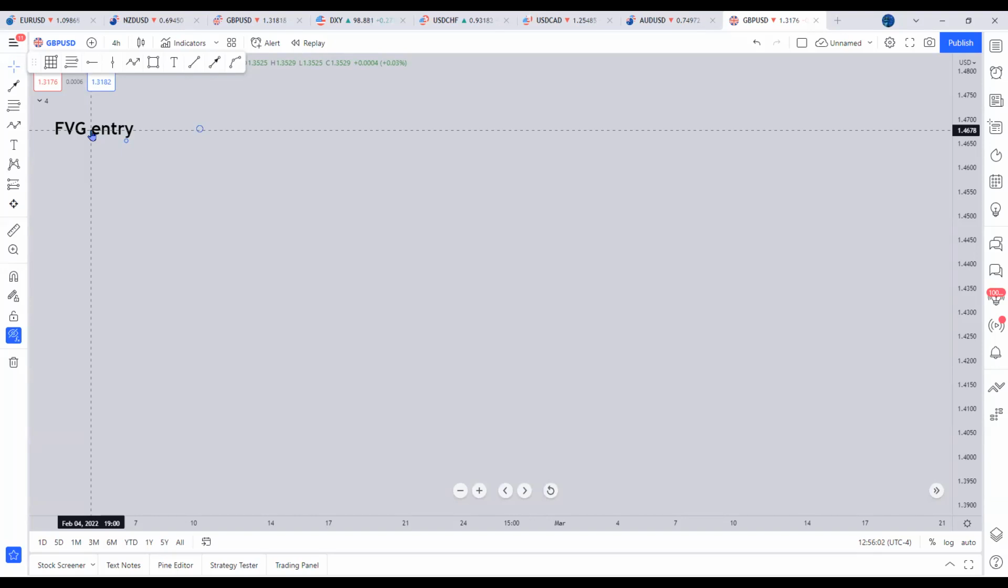So a lot of people use fair value gaps as entries on higher time frames. I don't. The reason why I don't is very simple. I'd rather have an entry point from something that's meant to be an entry, not an entry point from something that's supposed to be a price magnet, to put it very simply.